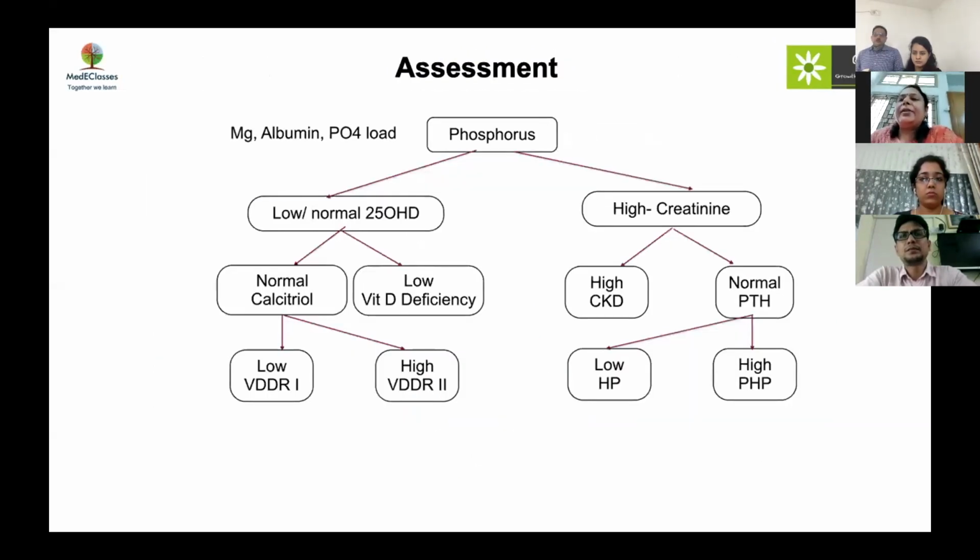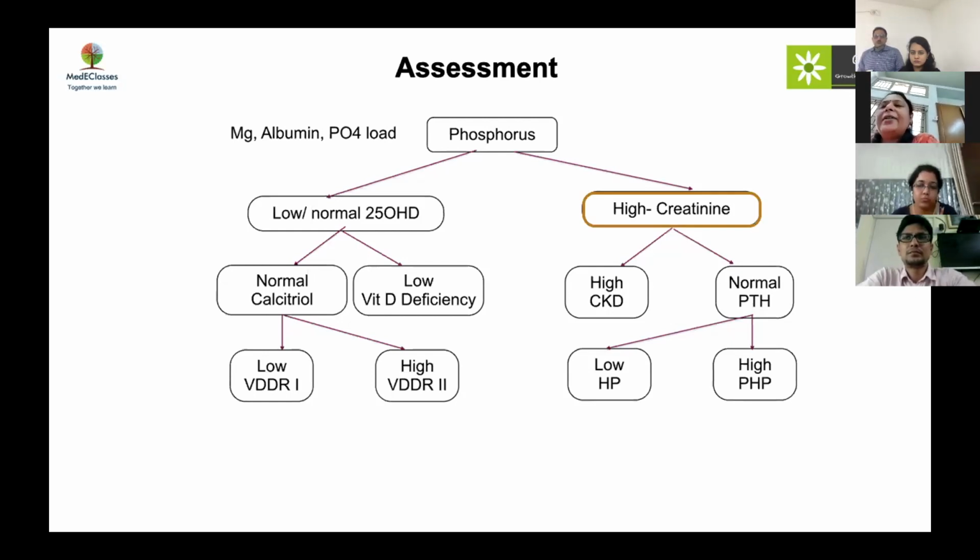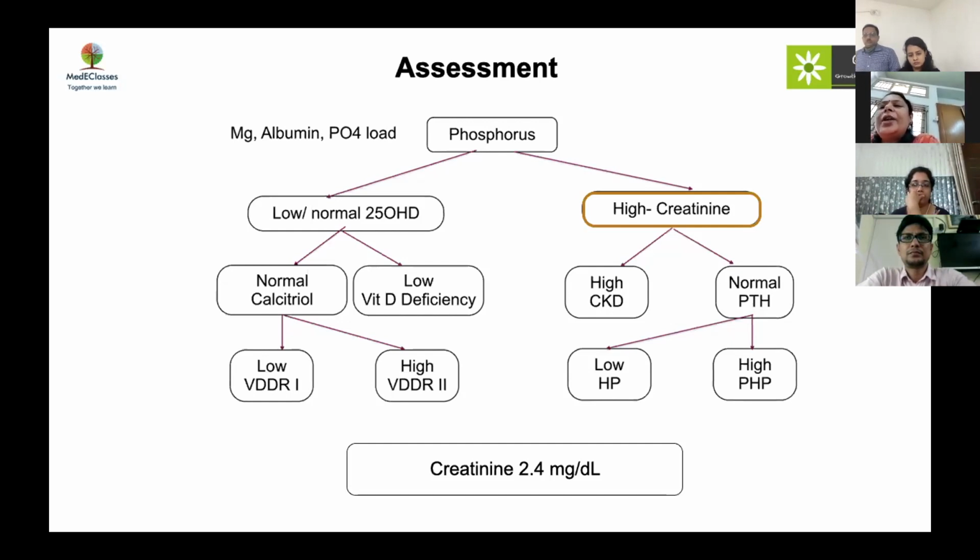But in this child, once you detect the hypocalcemia, first after correcting the calcium, as we have seen in the previous case, the first thing to do is check the creatinine level, because low calcium and high phosphorus can be present even in chronic kidney disease. So we must rule out chronic kidney disease whenever you have low calcium and high phosphorus before going for the parathormone level. In this child, we did the creatinine level and it was 2.4 milligram per deciliter.